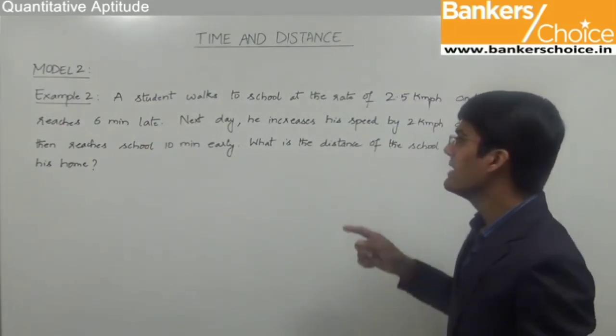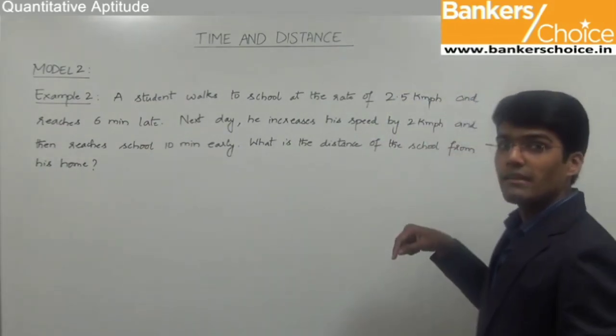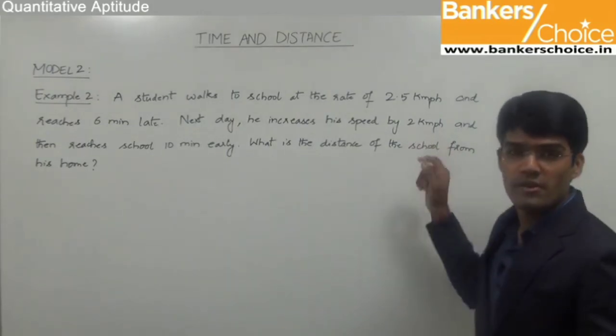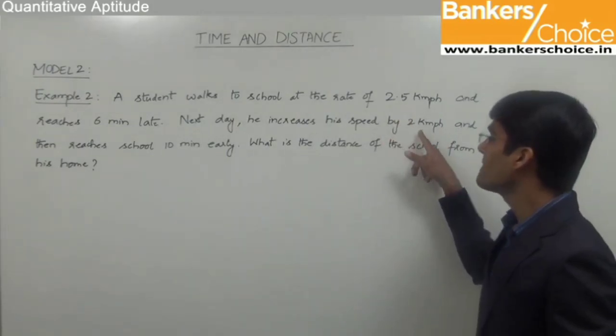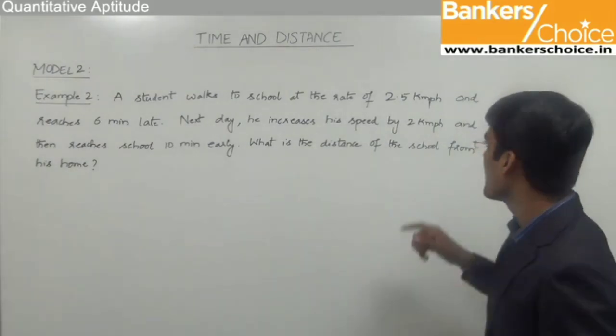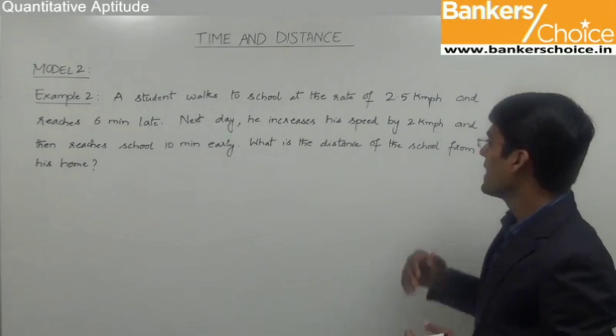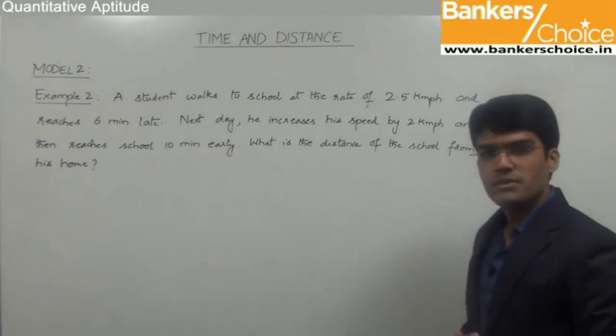The next day, he increases his speed by 2 kilometers per hour. That means his new speed, the second day, is 4.5 kilometers per hour, 2.5 plus 2. So when he walks at the speed of 4.5 kilometers per hour, he reaches the school 10 minutes early. And we are supposed to find out the distance of the school from his home.